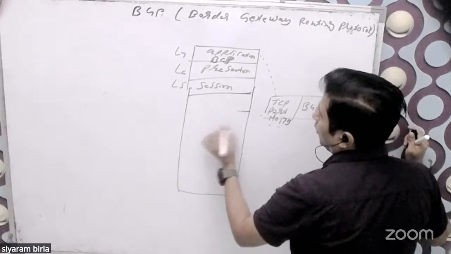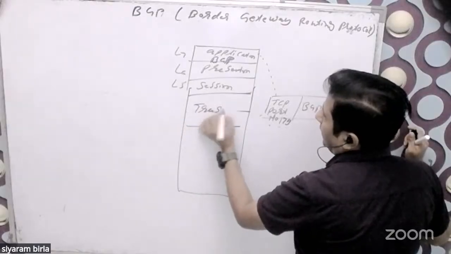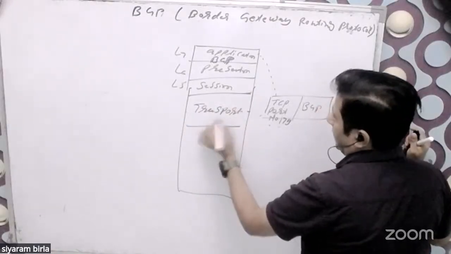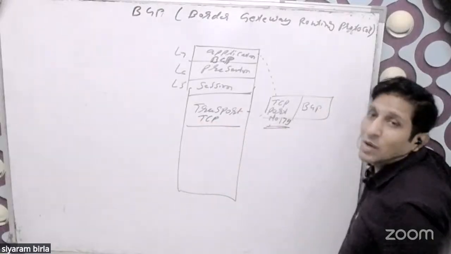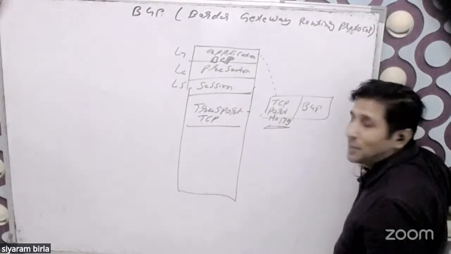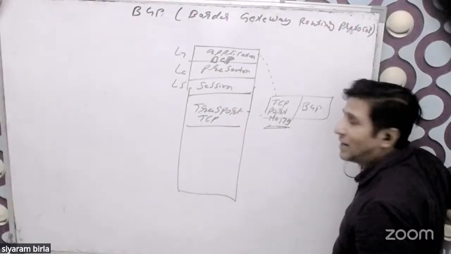Here is the transport layer. In the transport layer, TCP works, and its port number is 179. So BGP uses port number 179.